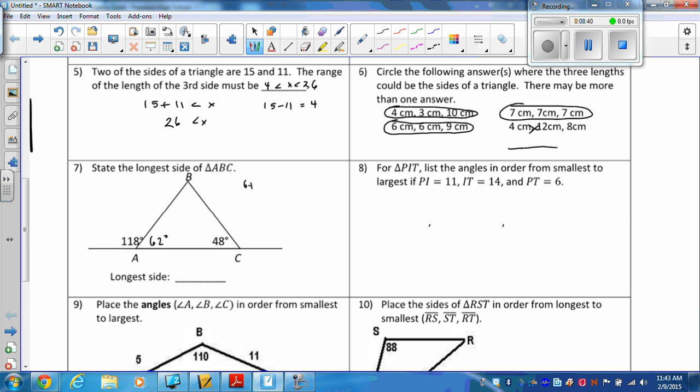So 62 plus 48 is equal to the sum of these 2. And so I get 110. So 180 minus 110 is going to be 70. So the measure of angle B is 70 degrees. So since this is the largest angle, the longest side must be opposite that angle. So here we have this.